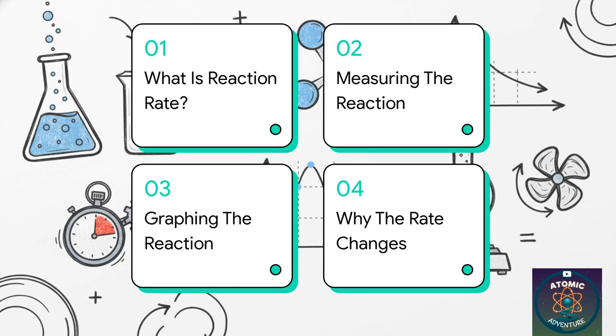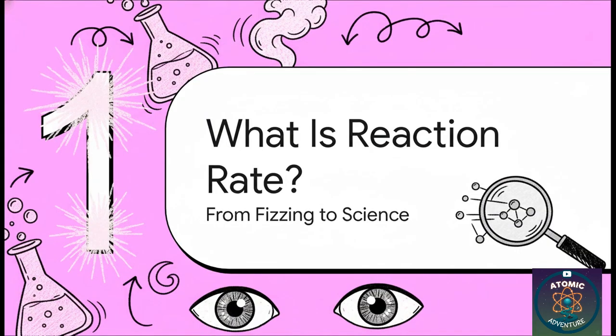Okay, so here's what we've got on the agenda. We'll look at what a reaction rate actually is. Then we'll figure out how to measure it, how to put it on a graph, and the big one, why the speed changes over time. All right, first up, what is a reaction rate?